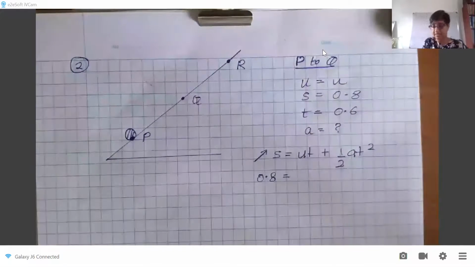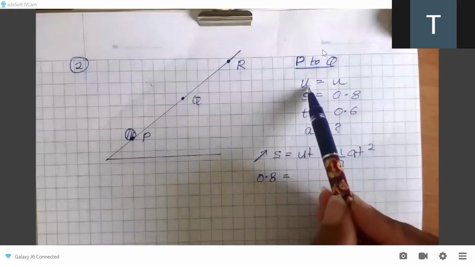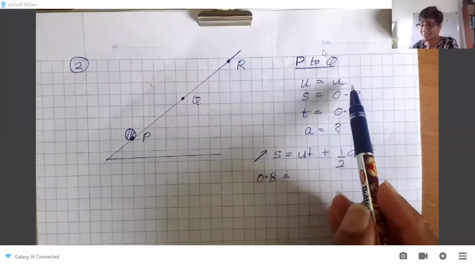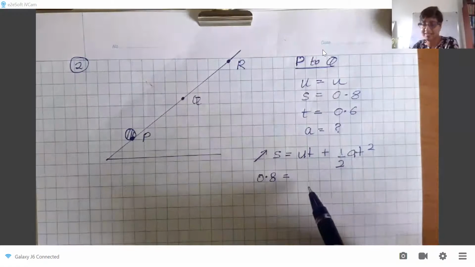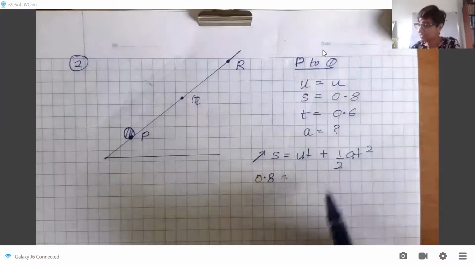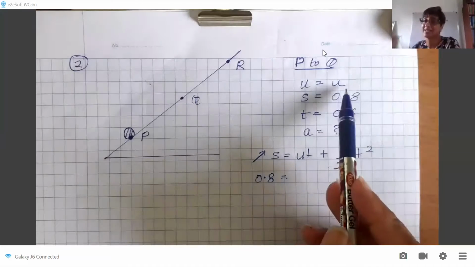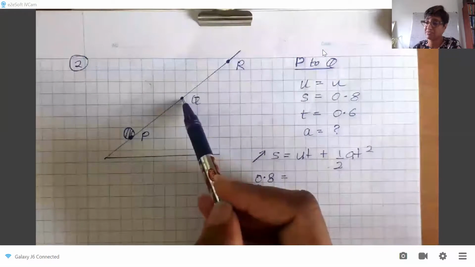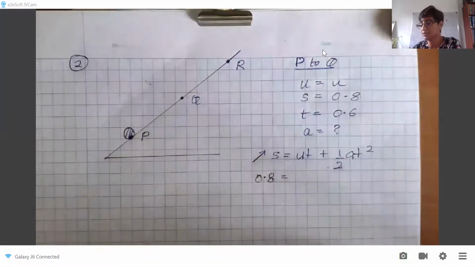Just now I realized another thing. U is given as U. So you can't find acceleration from just this, because we have to find U as well. That is why they have given another set of information from Q to R. We will have to use that too.